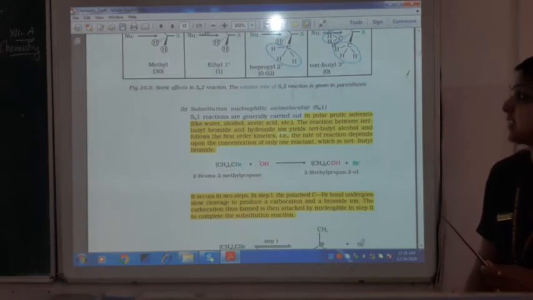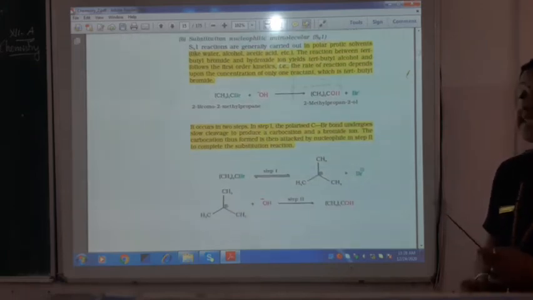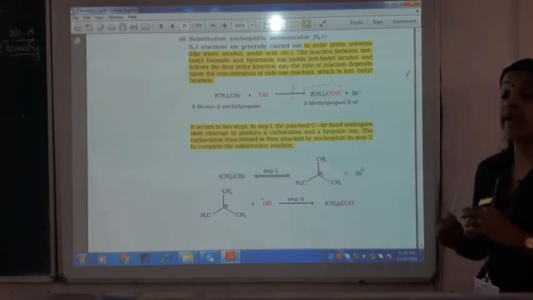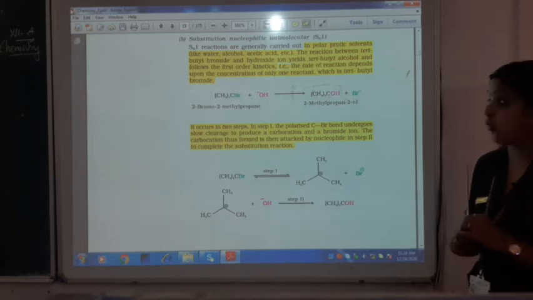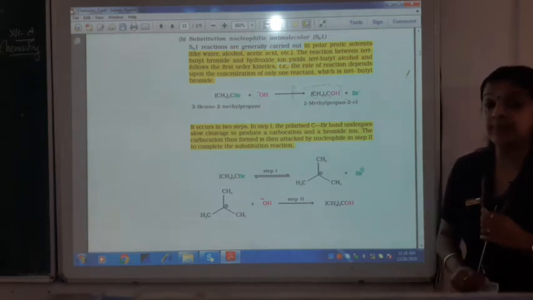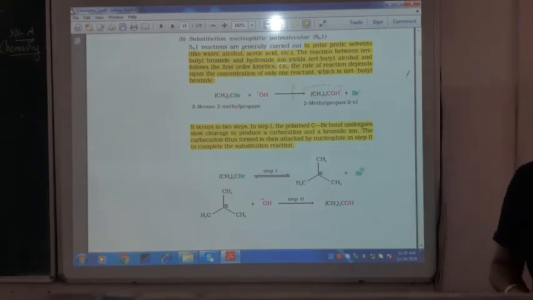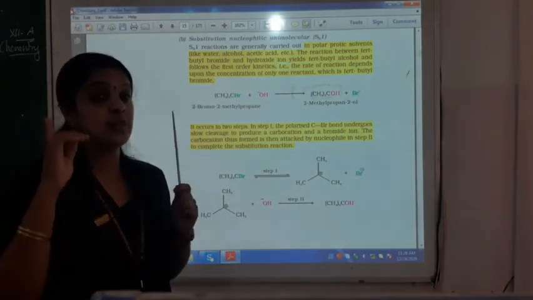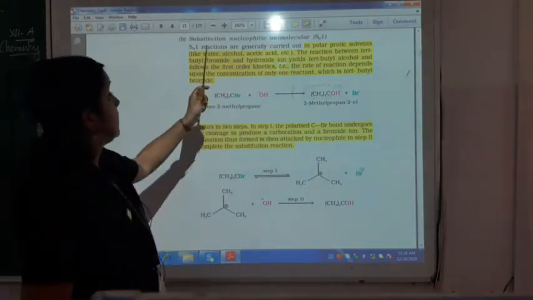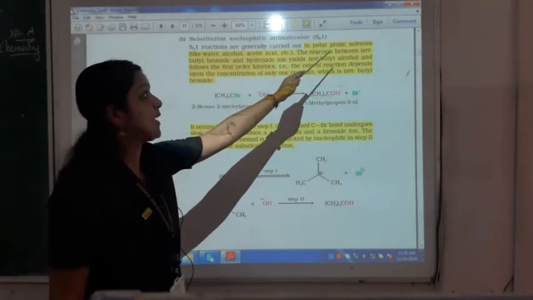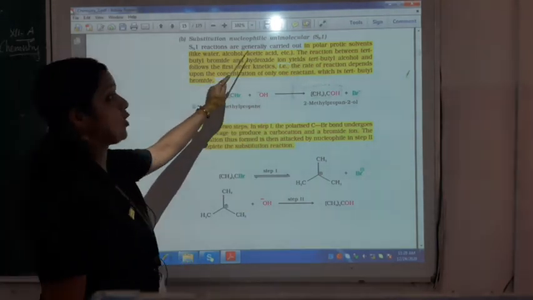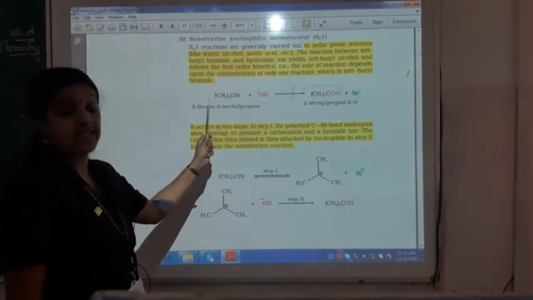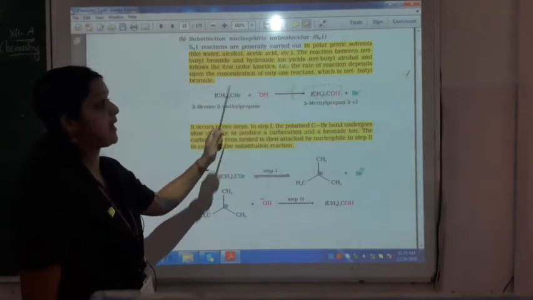Next we will come to the SN1 reaction. When I said SN2, it is bimolecular; SN1 is actually unimolecular, where the rate of reaction depends on the concentration of only one of the reactants. That is, though there may be 2 reactants, the concentration of only one reactant is considered. SN1 reactions take place in polar protic solvents like water, alcohol and acetic acid. The reaction is between tertiary butyl bromide, a tertiary alkyl halide, plus a hydroxide ion.